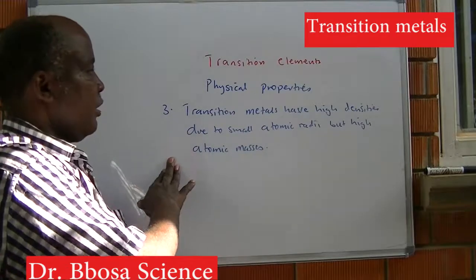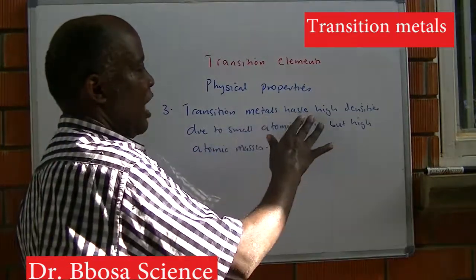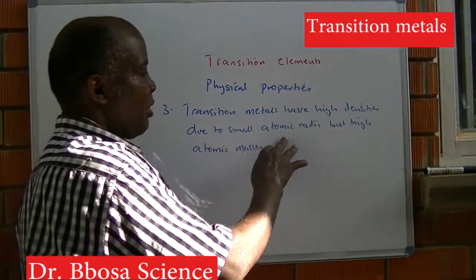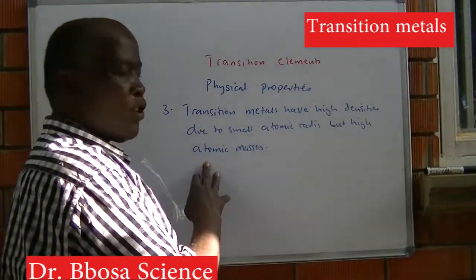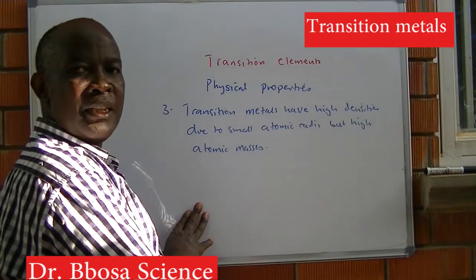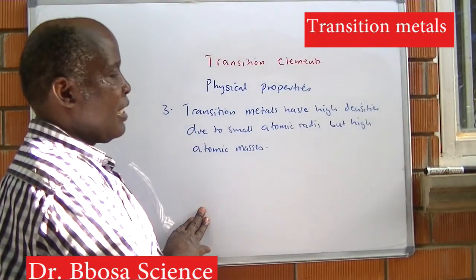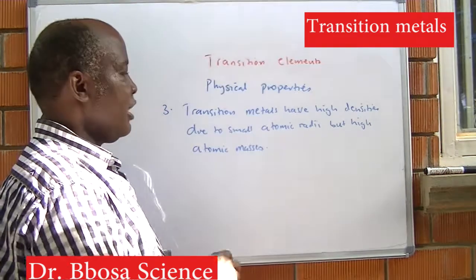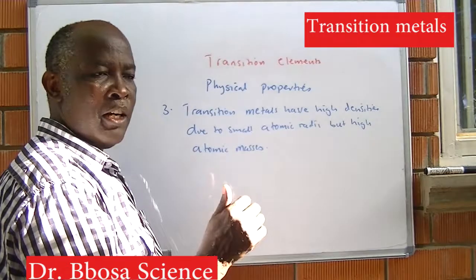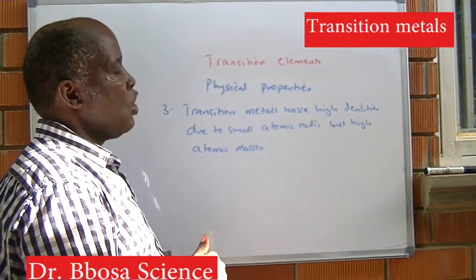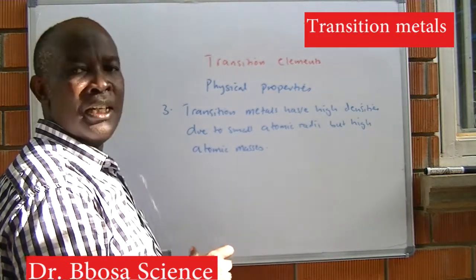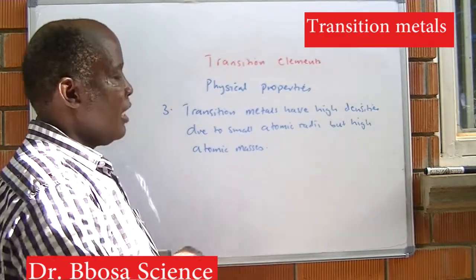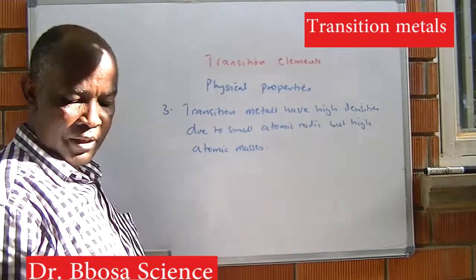3. Transition metals have high densities. This is due to small atomic radii but high atomic masses. Transition elements have got high electronegativity. They strongly attract bonding electrons towards the nucleus. This reduces their atomic size, yet their atomic masses are high.